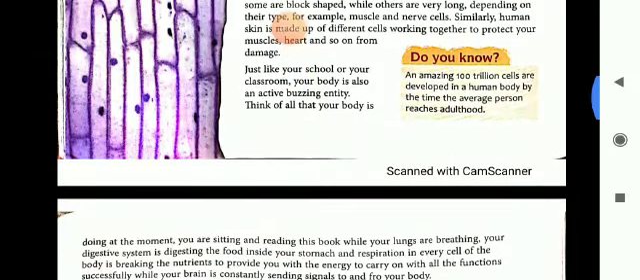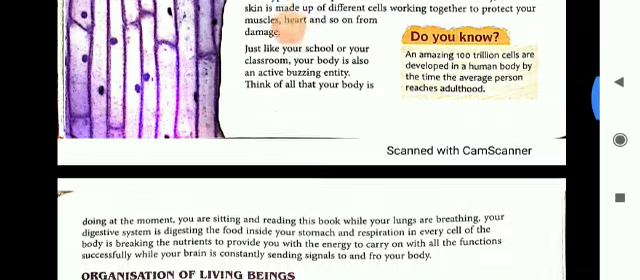See here, do you know an amazing 100 trillion cells are developed in a human body by the time the average person reaches adulthood? That means when we grow up, the number of cells also increases, and when a person becomes an adult, at that time the number of cells will be 100 trillion.